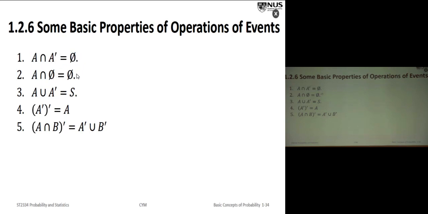Okay, that's operation 1, so that's true. If you want, you can prove that. I can prove that for you on the board, but it's not important to have that. Property 2: the intersection of any event A with the empty set is precisely empty.